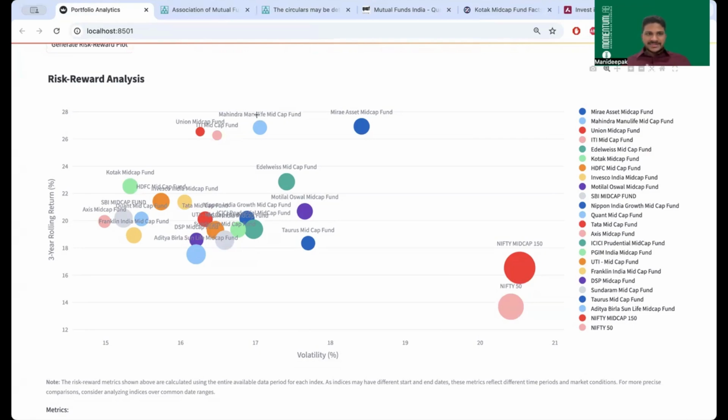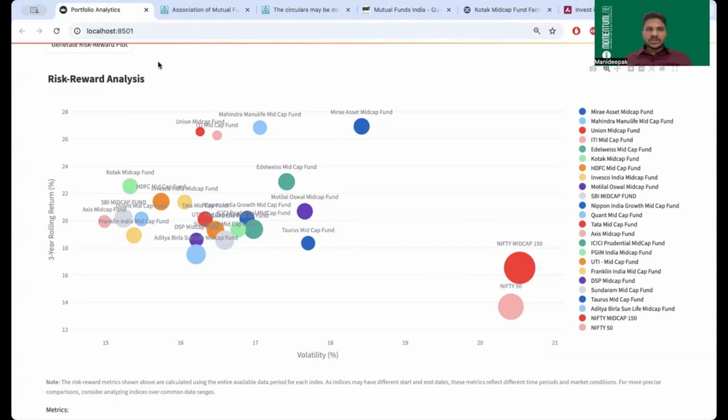I've plotted them on a risk and reward space. I have 3-year rolling returns on the y-axis and volatility or risk on the x-axis. 3-year rolling return, I think we've defined this multiple times, is definitely a better metric to look at. So I put that on the y-axis. Volatility, which helps us understand the fluctuations in the returns from a fund, is on the x-axis. And the size of the bubble is essentially the max drawdown of any fund. These two are the benchmarks that we just spoke about, the Nifty Midcap 150 and the Nifty 50.